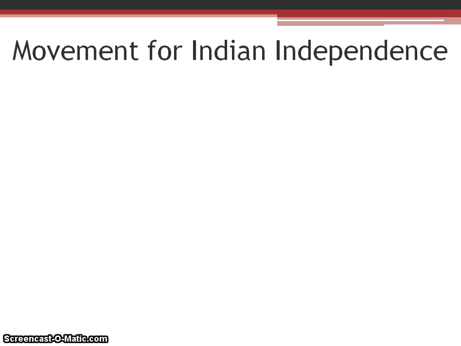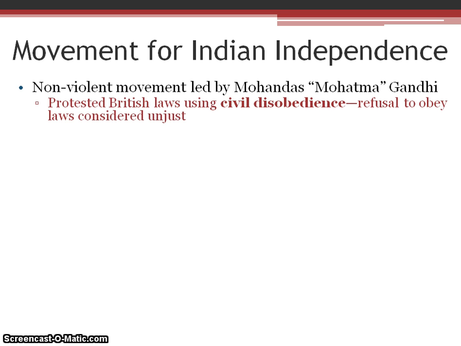Now, we've briefly talked about the movement for Indian independence, and we mentioned how this was a nonviolent movement, and it was led by Mohandas or Mahatma Gandhi. And Mahatma actually means great soul or great teacher. And the method that he used was something called civil disobedience. And so this is not obeying laws that one believes to be unfair.